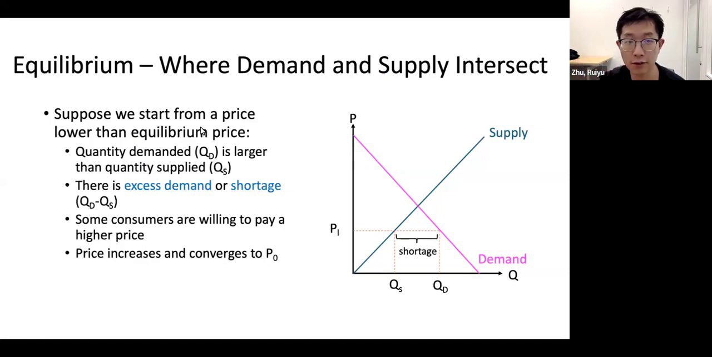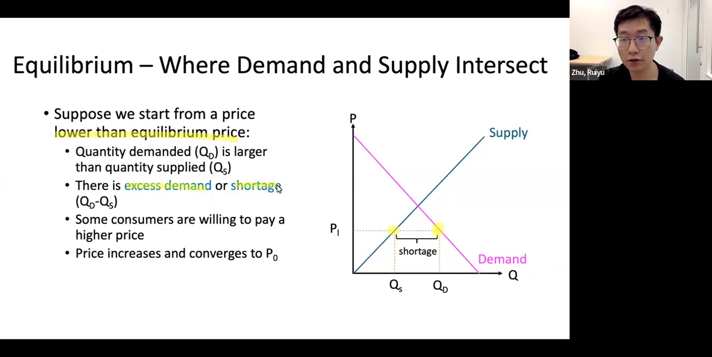Suppose we start from a price lower than the equilibrium price. What will happen? At this price, PL, because the price is very low, the producers are only willing to produce until this quantity, which is QS. But because the price is low, the consumers will have a high demand until QD. So there will be a difference between the quantity demanded and the quantity supplied. I call this excess demand or shortage.